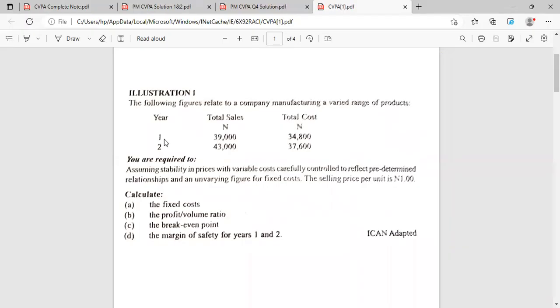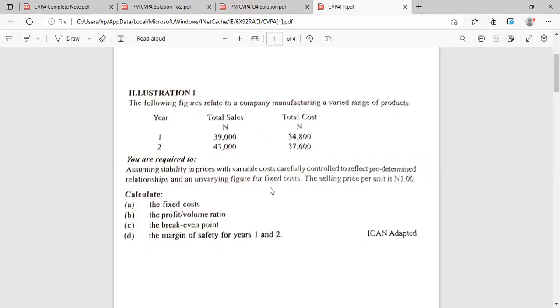The data that was given to us are for year 1 and 2. In year 1, we made a sale of 39,000. In year 2, we made a sale of 43,000. The total cost of making a sale of 39,000 is 34,800. The total cost of making a sale of 43,000 is 37,600. As simple as this question. Assuming stability in prices, with variable costs carefully controlled to reflect predetermined relationship and an unvarying figure for fixed cost, selling price per unit is 1 naira.